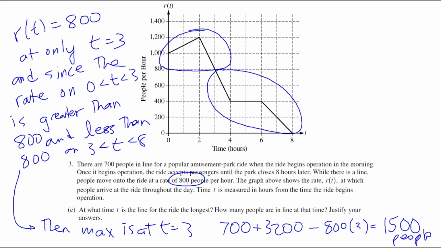And we get 3 points here for this. 1 is for identifying t equals 3. 1 is for the number of people in the line, and 1 is for the justification, which is what we wrote out over here, that we must have been at the max because the rate was greater than 800 from 0 to 3 and less than 800 on 3 to 8.